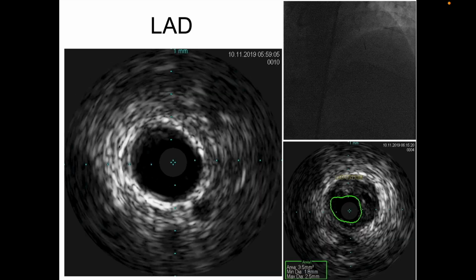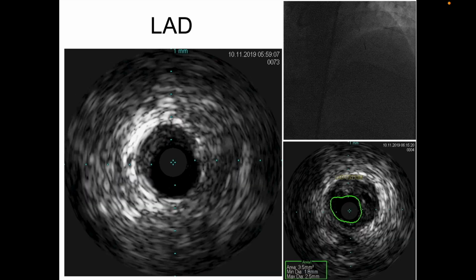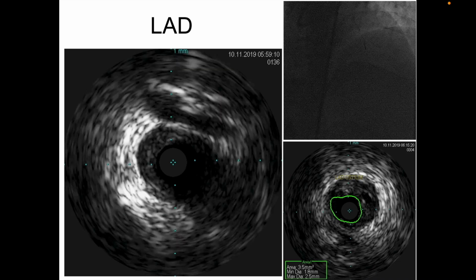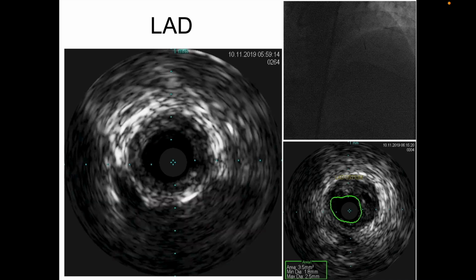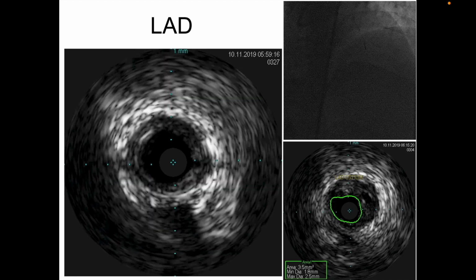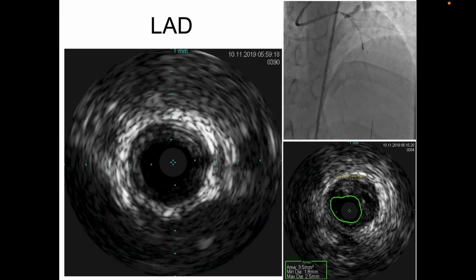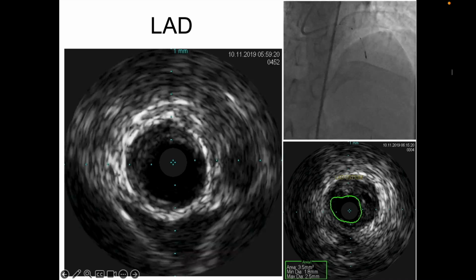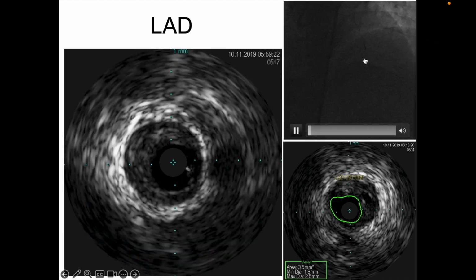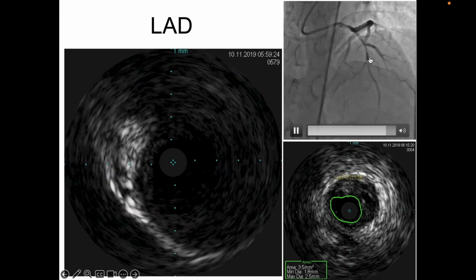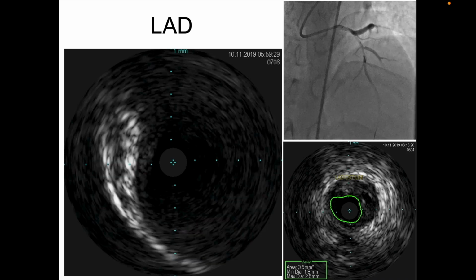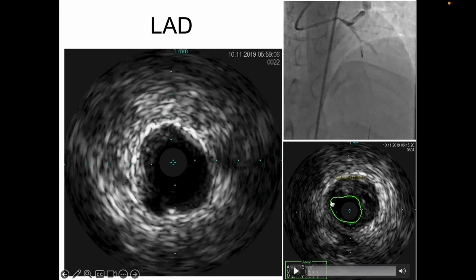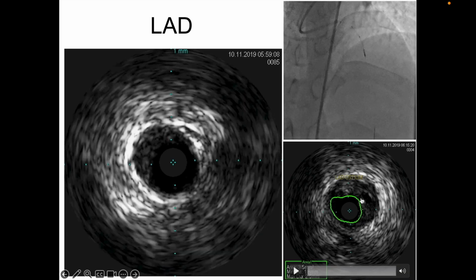Now, when you come to the LAD and you do the pullback with the IVUS, you see that here you can see a concentric plaque coming up, and then it keeps going up, and where it started is exactly where this IVUS tip is. If you see the IVUS tip here in the LAD where the large septal is coming off, this is where this concentric plaque started, and then at the ostium of the LAD, the MLA is 3.5 millimeter square.